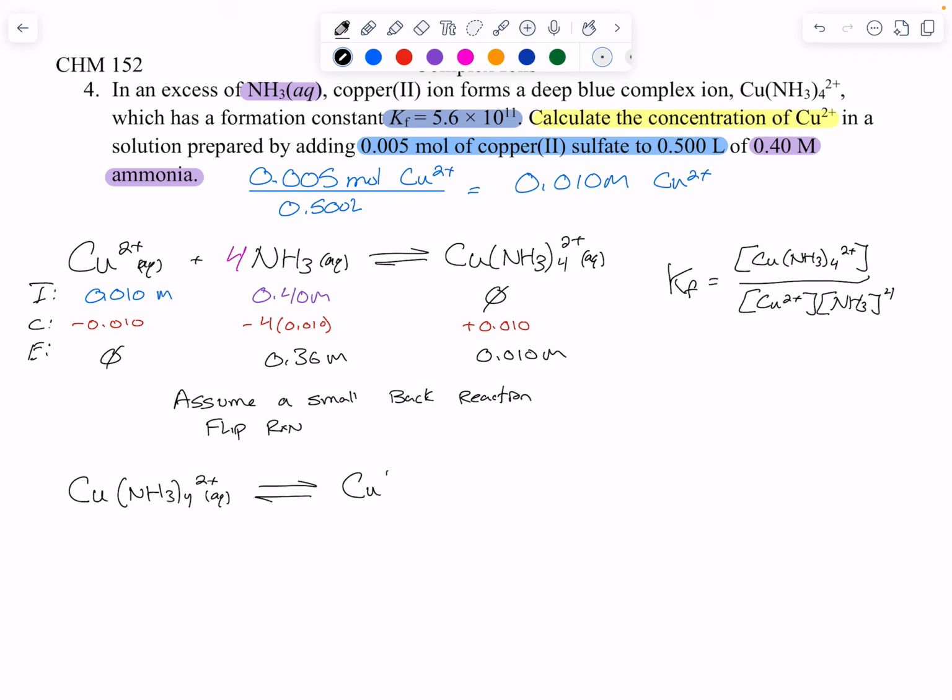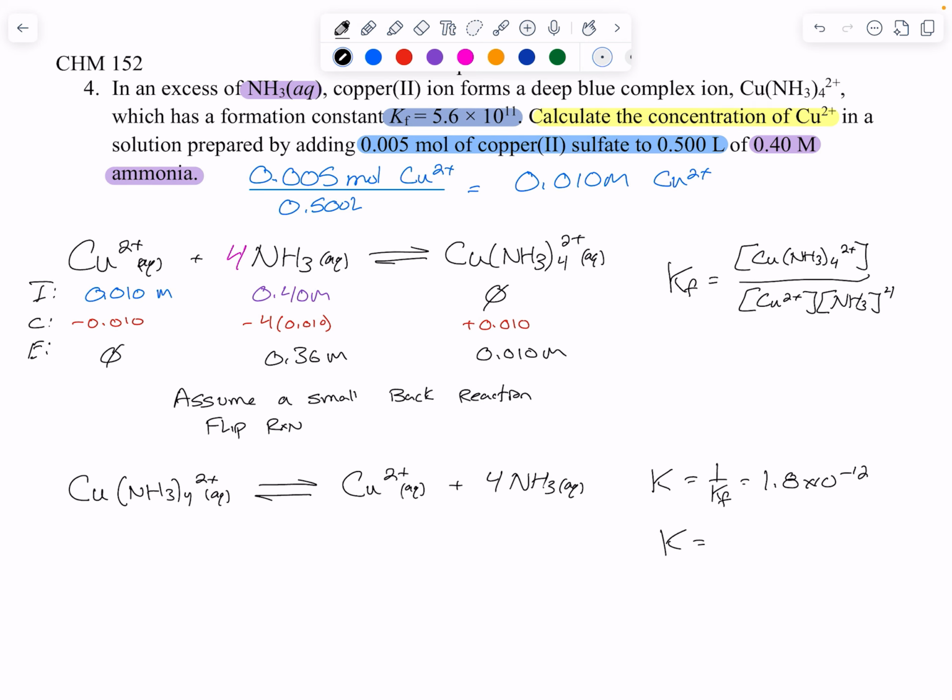I'd have Cu2+ and 4 NH3. Now K would be 1 over Kf, right? Which 1 over Kf is, let's call it, 1.8 times 10 to the negative 12. And that K is going to be Cu2+ times NH3 to the 4th all over Cu(NH3)4 2+.